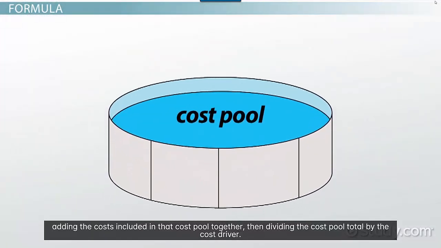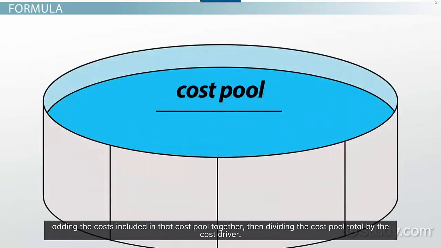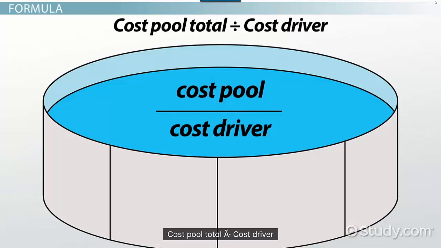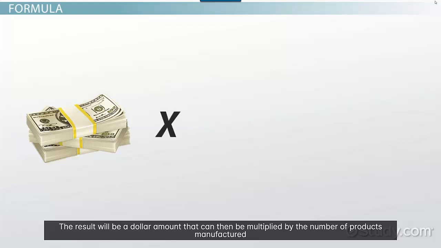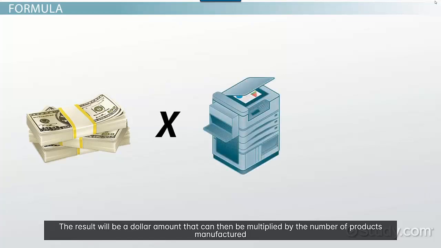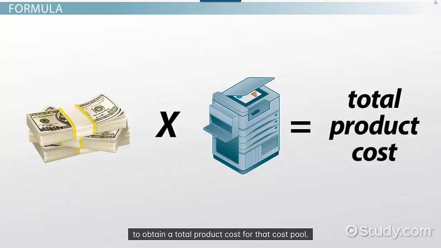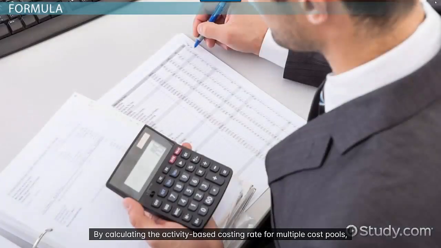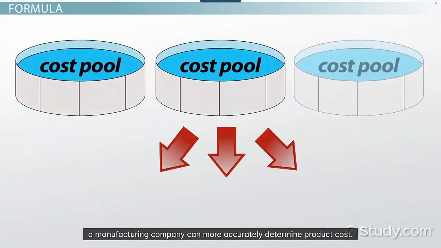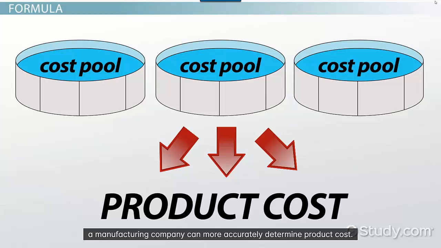An activity-based costing rate is calculated by assigning indirect costs to a cost pool, adding the costs included in that cost pool together, then dividing the cost pool total by the cost driver. Cost pool total divided by cost driver. The result will be a dollar amount that can then be multiplied by the number of products manufactured to obtain a total product cost for that cost pool. By calculating the activity-based costing rate for multiple cost pools, a manufacturing company can more accurately determine product cost.